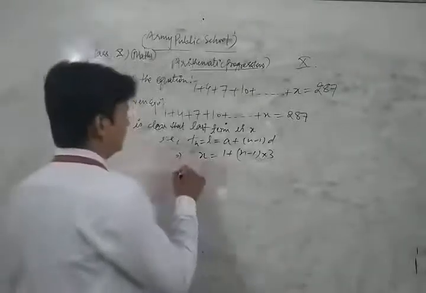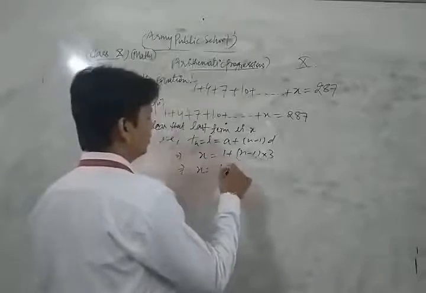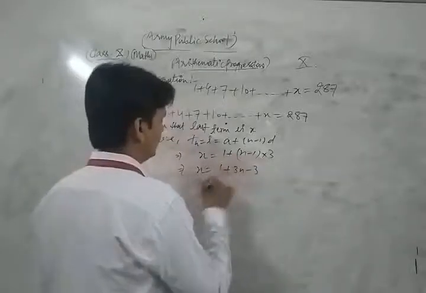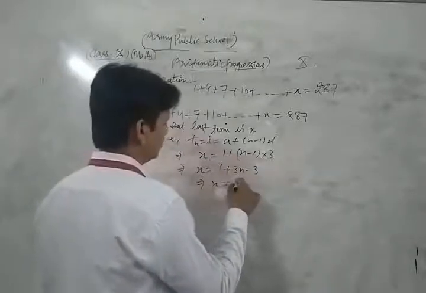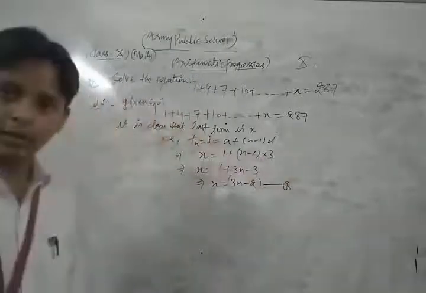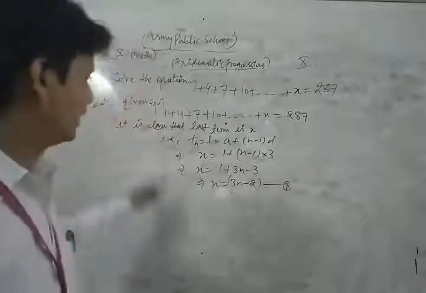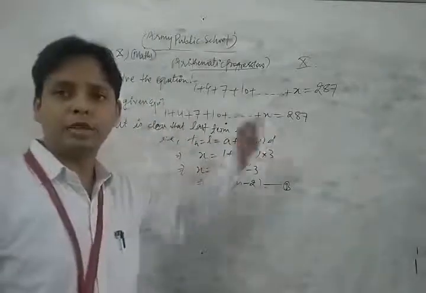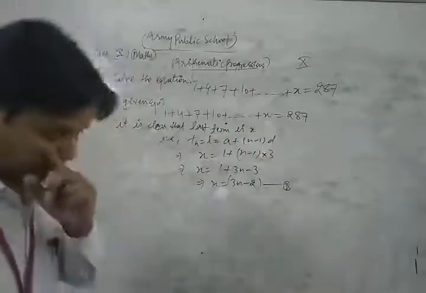Thus from there we get x is equal to 1 plus 3n minus 3, that is x is equal to 3n minus 2. Take this as equation number 1. Now this is the sum of an AP up to x.